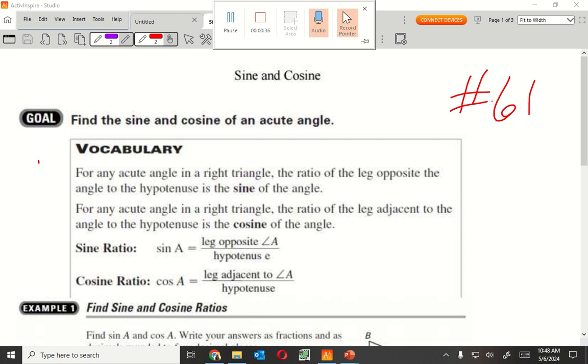Anyway, all right. Okay, sine and cosine. On the previous set of notes we did tangents, and today's set of notes we're going to do sine and cosine. For any acute angle in a right triangle, the ratio of the leg opposite the angle to the hypotenuse is the sine of the angle. For any acute angle in a right triangle, the ratio of the leg adjacent to the angle to the hypotenuse is the cosine of the angle.